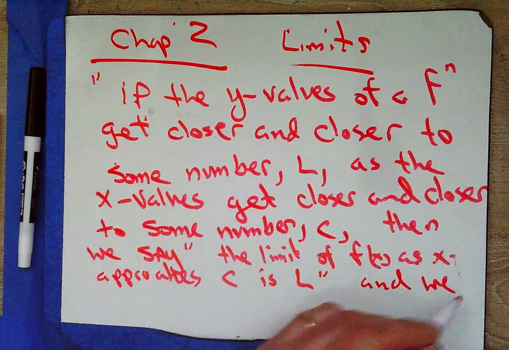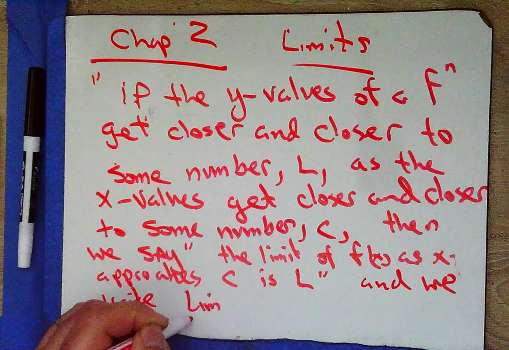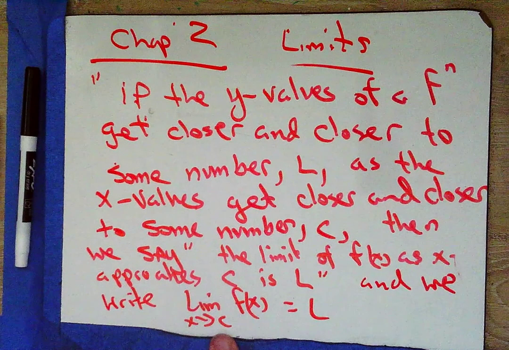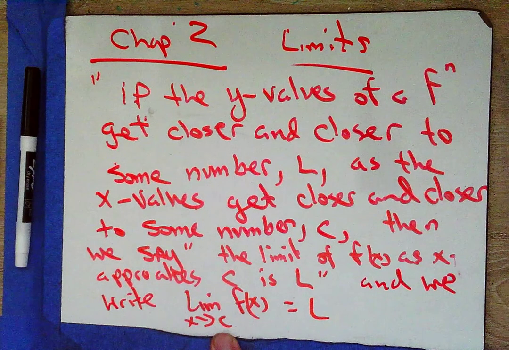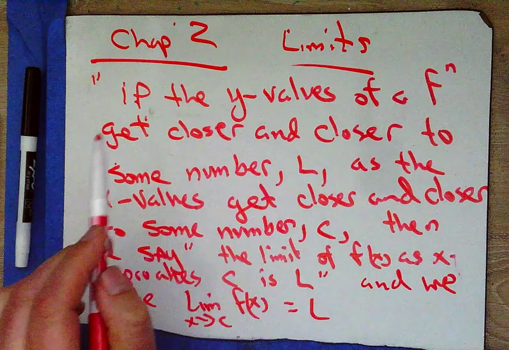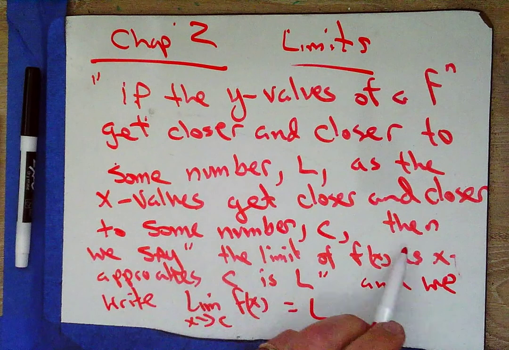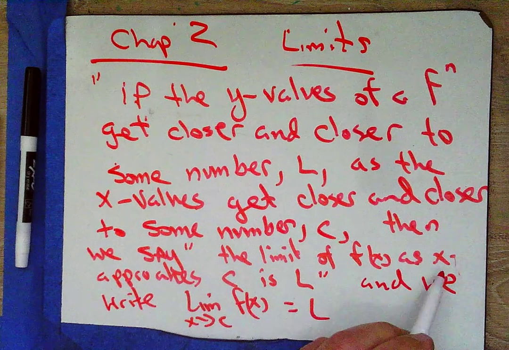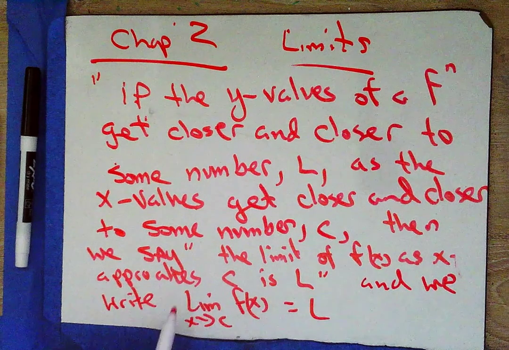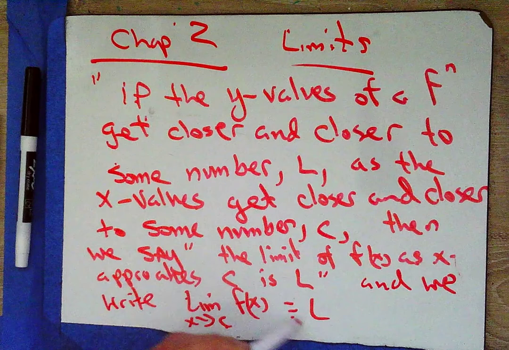And we write the limit as x approaches C of f of x equals L. This is our limit notation, and we're going to be using this for the rest of the year. So what does this mean? If the y values get closer and closer to some number, as the x values get closer and closer to some number, then we say the limit of f of x as x approaches C is L, and we write the limit of f of x as x approaches C is L.